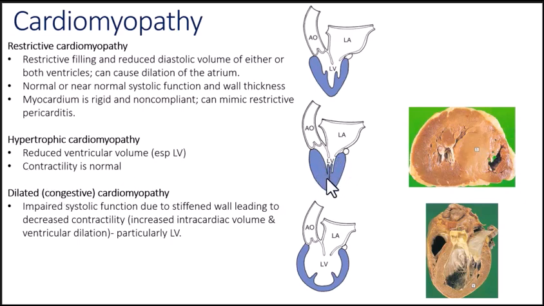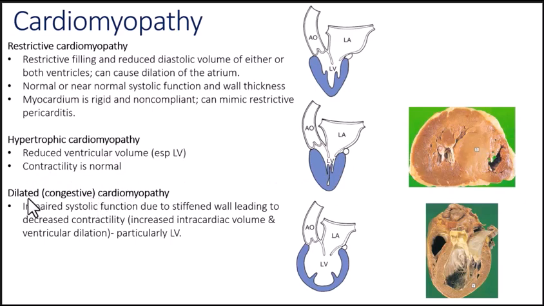Contractility is still considered normal, but what I want you to make note of is that there is an overall reduction in the amount of volume that can fill that left ventricle because it's so big. So the muscle is so big, it reduces the size of the chamber. Because that left ventricle gets larger, it hypertrophies, it reduces the volume within it. Contractility, however, is still normal.